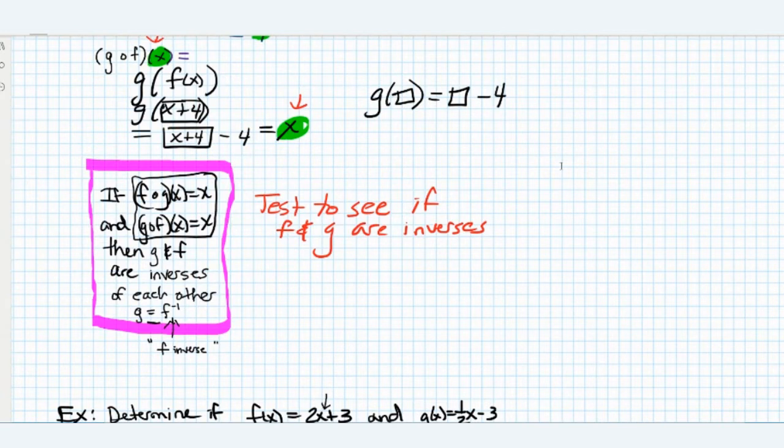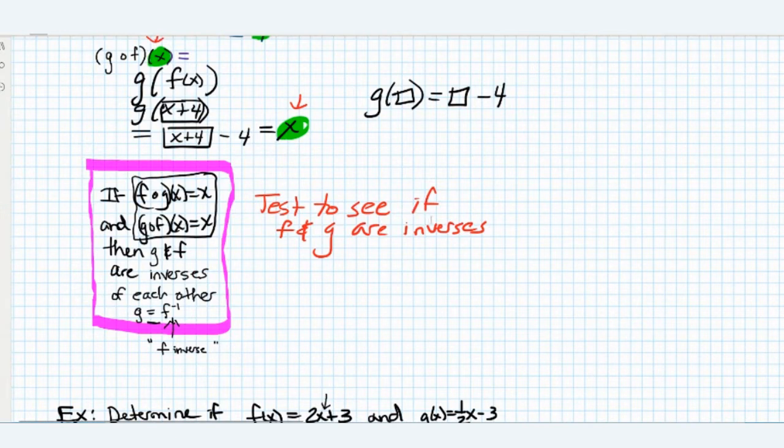So it can't be just one particular number. You have to use the x to represent a variable, any value. So when you do the test, you're going to be using x's, not a particular number. But it is true that if they are inverses, then no matter what number you put in, you'll get the same number out. It's just that if you want to test to see if they're inverses, you have to use x, not a particular number.